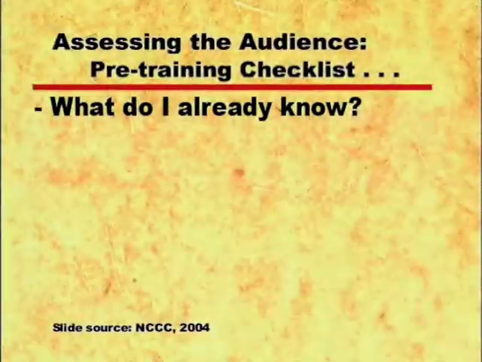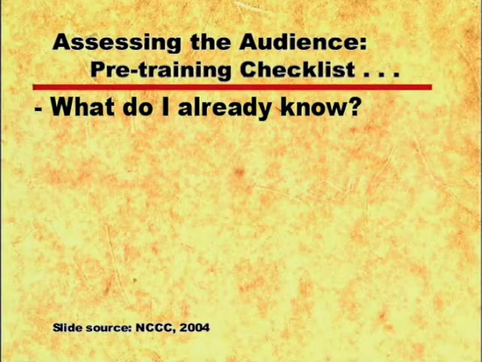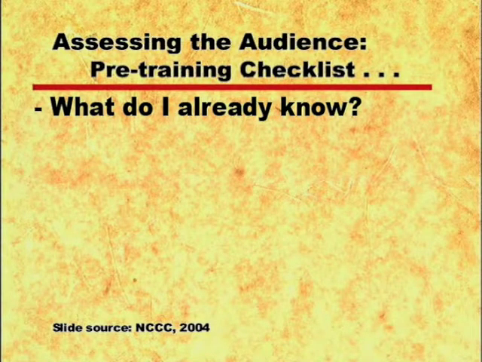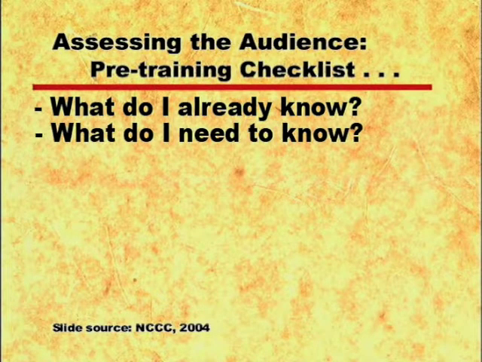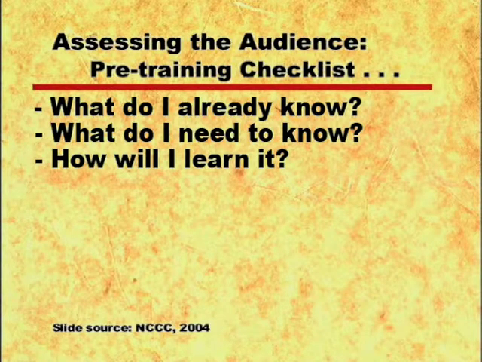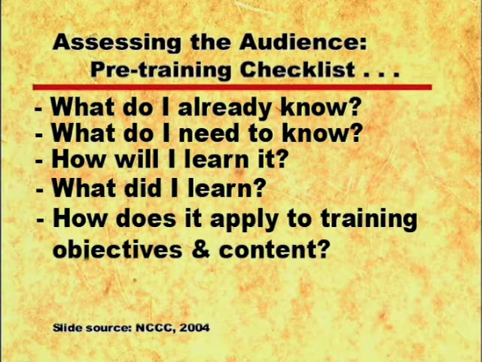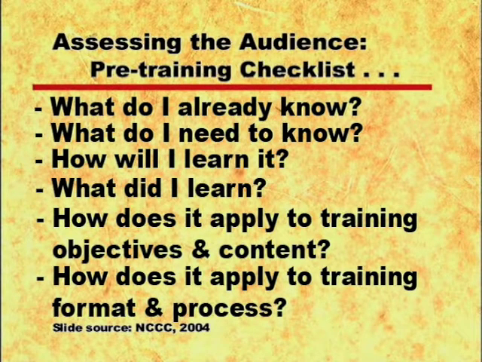And we have to think about our target audience, who we really want to focus on, so that motivations for, if we're going to work with youth, may be different than their parents or their grandparents. So you might want to do a little checklist again for yourself of assessing the audience before you start thinking about your training. And for each of these following issues, I want you to think to yourself, what do I already know? What do I need to know? How will I learn it? And then once you find out, you want to ask, how does it apply to training objectives and content? And how does it apply to training place, format, and process?